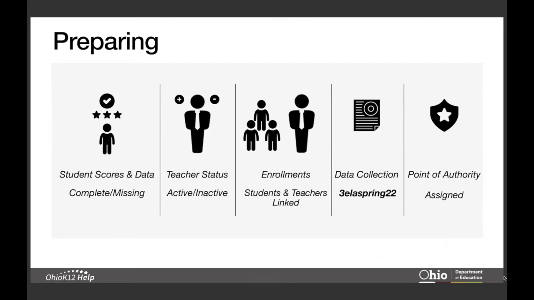You also want to ensure that the teacher status is set, whether it needs to be active or inactive, depending upon where the teacher is in the flow. You need to make sure that status is set for the teacher. You want to ensure that the enrollments are correct for students and that they're linked to the appropriate teachers. And then you need to make sure that you're using the correct data token. Again, it is 3 ELA Spring 22 for this current window. And then lastly, you want to ensure that the point of authority, or POA, has been assigned for the district that is going to be responsible for reporting the scores.